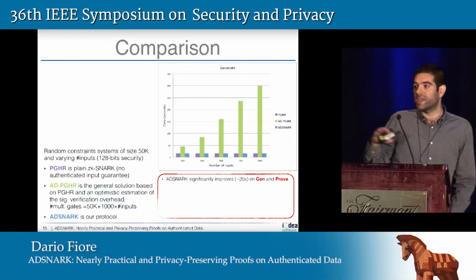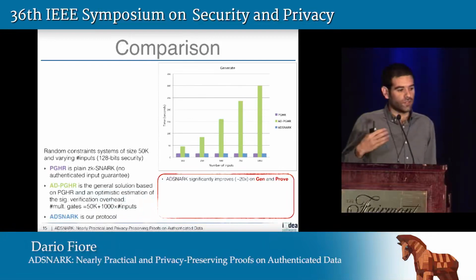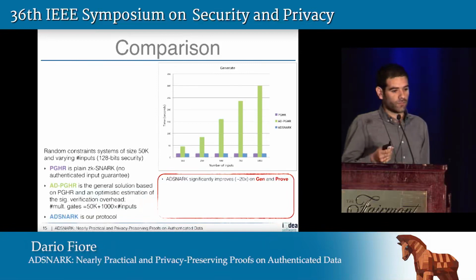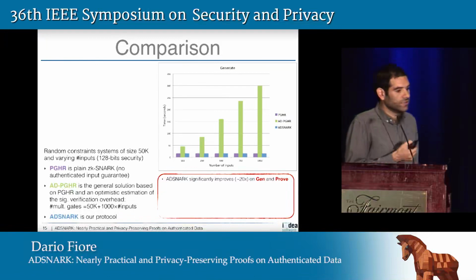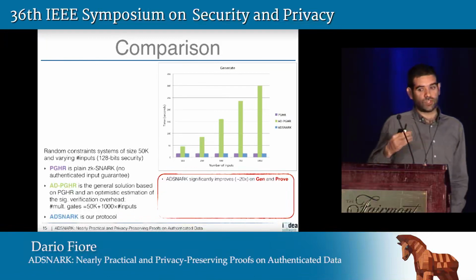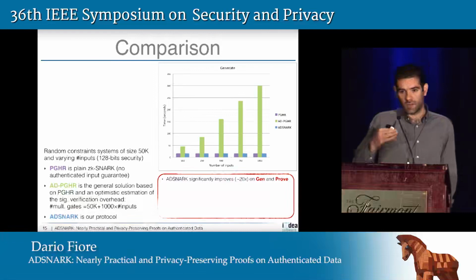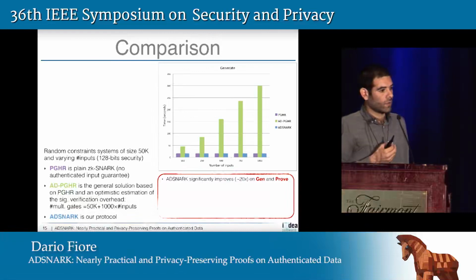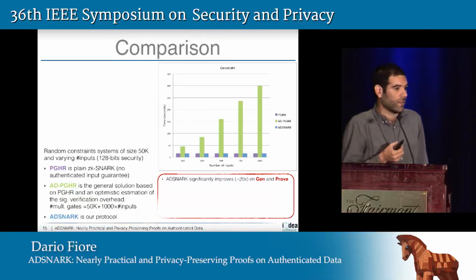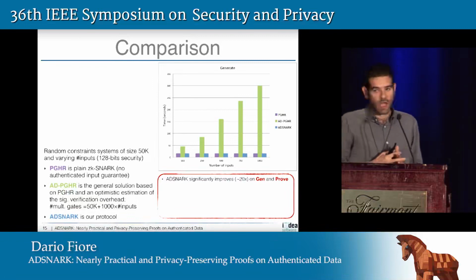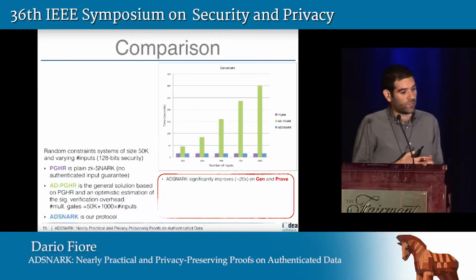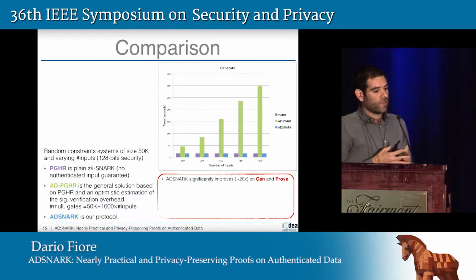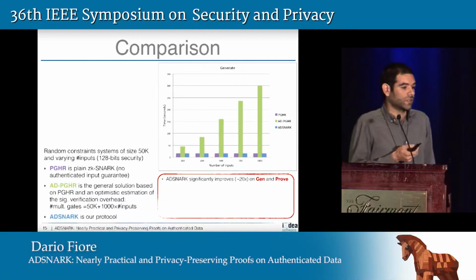And this is like a plain zero-knowledge SNARK, so it does not give you this security, this guarantee against authenticated inputs. In green, there is the generic solution that is implemented on top of the Pinocchio protocol. Here we use an estimation of adding an overhead of 1,000 multiplication gates per input. And finally, ADSNARK in blue is our protocol.